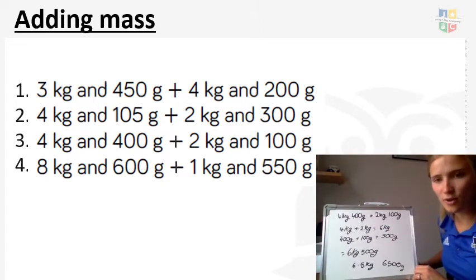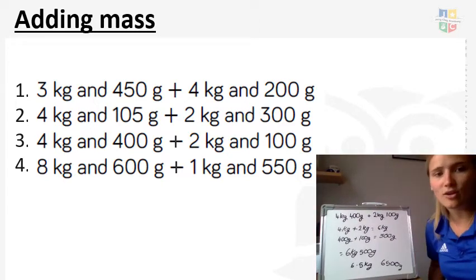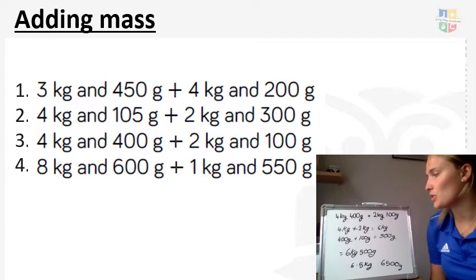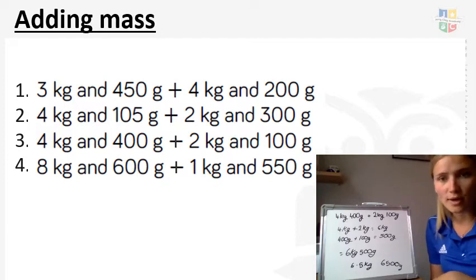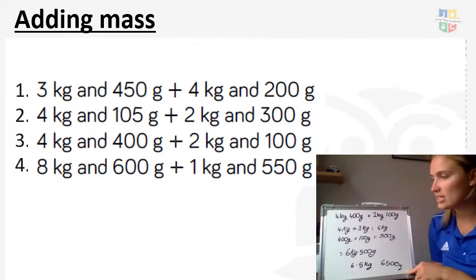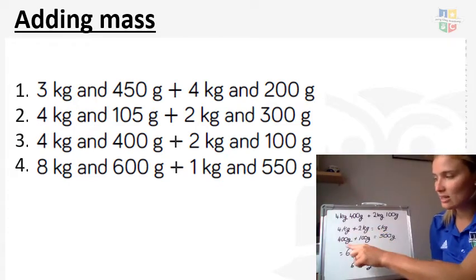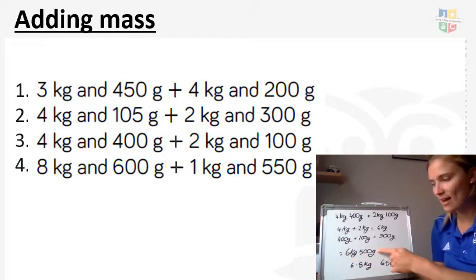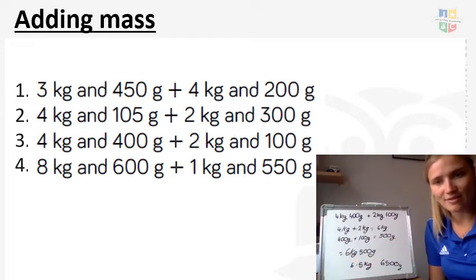Okay, so for the third question, we have got 4 kilograms 400, or you could have done 4,400, add 2,100, and use your working out to find out the answer would have been 6,500 grams. Alternatively, you could have done 4 add 2 is 6, 400 add 100 is 500 grams, so it would be 6 kilograms 500 grams, or 6.5 kilograms.